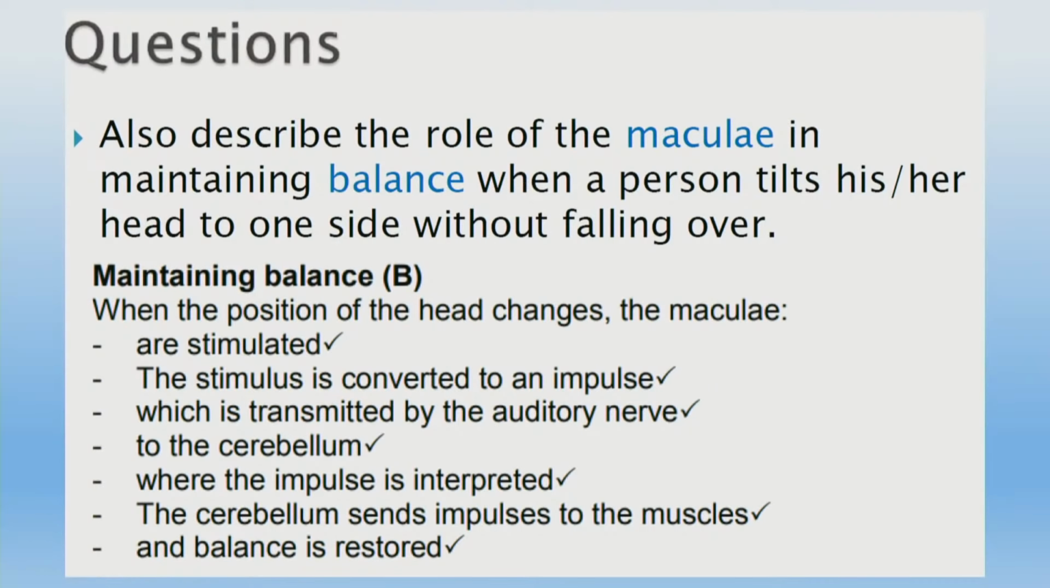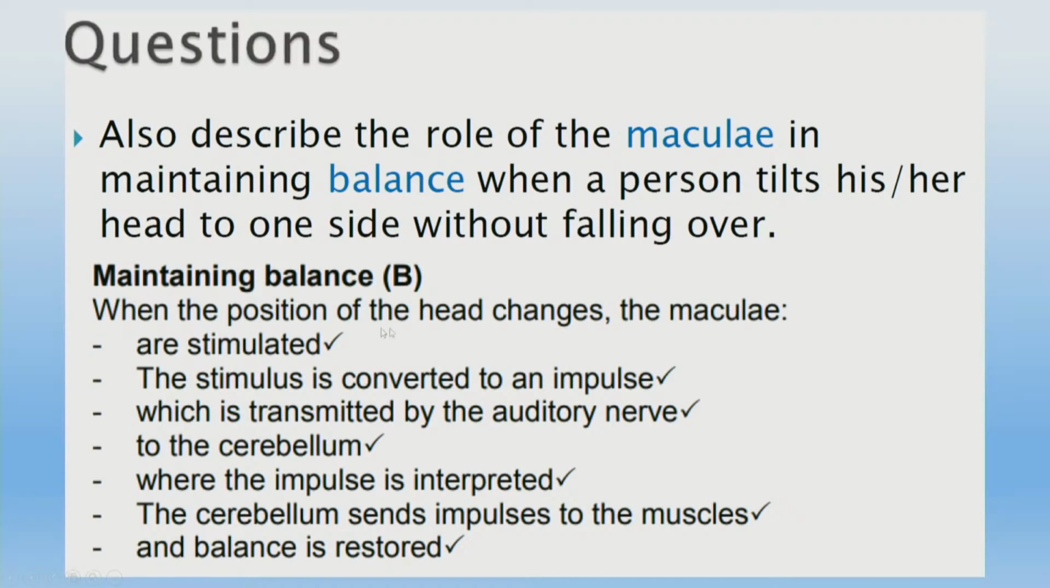Okay, and then we once had a question, which was phrased like this. Describe the role of the maculae in maintaining balance when a person tilts his or her head to one side without falling over. So this is how you are expected to answer this question.